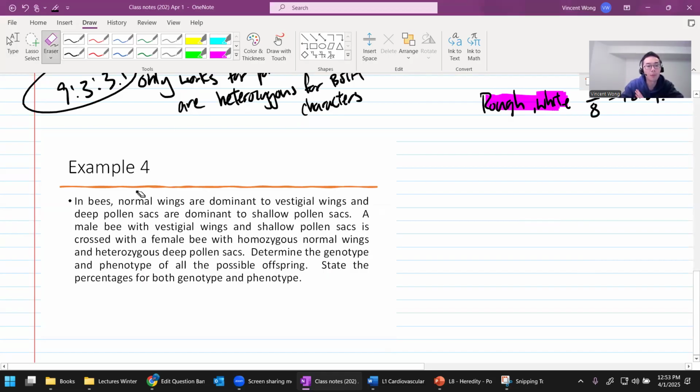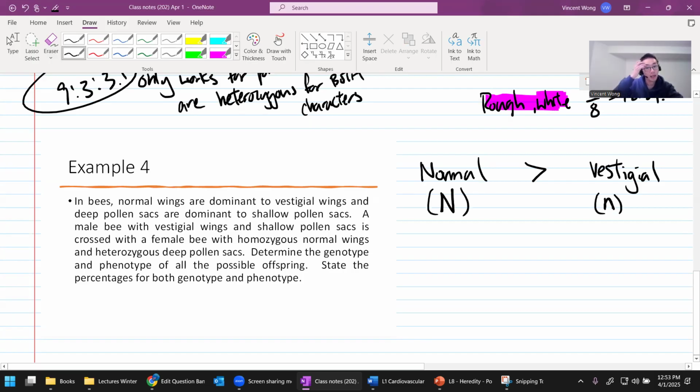Okay. Anyways, normal wings are dominant to vestigial wings. Again, you don't really care what vestigial means. They mean like tiny wings, okay? The key thing here is normal wings are dominant over these vestigial wings. So I have to go normal, and then you can say it's greater than, we know, it's dominant over vestigial. And you can choose whatever letters you want, okay? I'm gonna use big N for normal wings, and that means vestigial is gonna be small n. We have to use the same alphabet for the same character, okay?